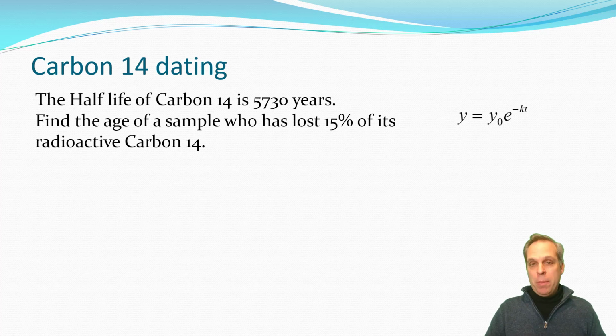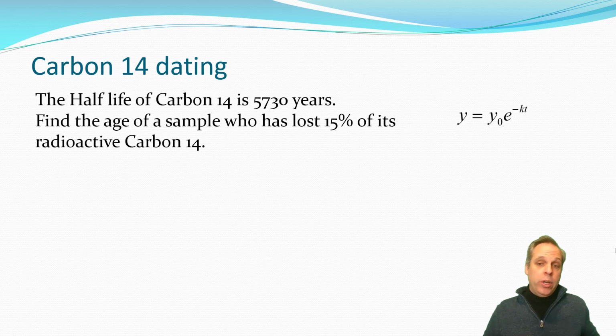Let's use carbon dating. Let's suppose that we know that the half-life of carbon-14 is 5,730 years. That means every 5,730 years, the amount of material we had before is now half that amount. So yeah, it takes a really long time for this stuff to go away. Let's find the age of a sample that has lost 15% of its radioactive carbon-14.